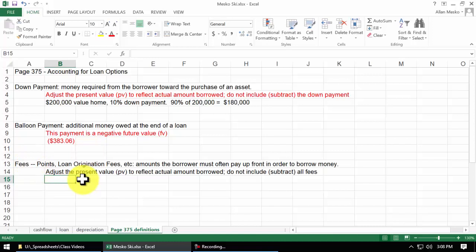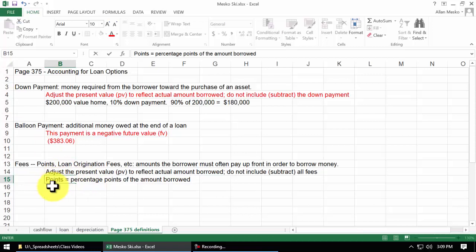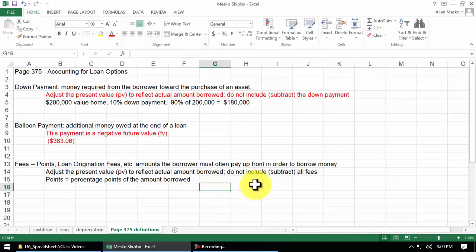Points refer to percentage points. For instance, if we were going to borrow money, we might be able to get it at 4% with no points. But they might say, if you'll pay an extra point, 1% of the amount borrowed, we'll give you that loan for 3.5%. So if I were borrowing $180,000 and they said for 1 point, that would be 1% of that, which would be $1,800. Pay us an extra $1,800 now, and we'll only charge you 3.5% on the loan instead of 4%.